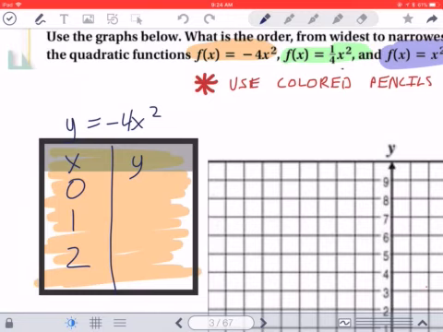So when I plug in 0 right here, 0 squared is 0 times negative 4 is 0. When I plug in 1 right there, 1 squared is 1. 1 times negative 4 is going to be negative 4. When I plug in 2, 2 squared is 4. 4 times negative 4 is going to be negative 16.